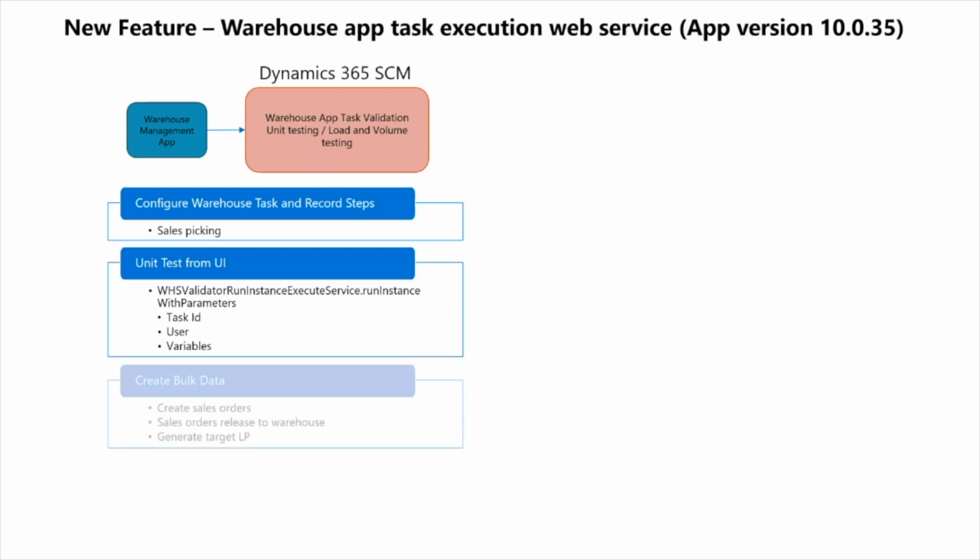Next, in order to perform the load and volume testing, you need to create bulk data for each warehouse process you would like to test. For example, for the sales picking process, you need to create bulk sales orders. You have to release those sales orders to the warehouse, which creates a work order with the pick and put steps. You also need to create a list of target license plates, which can be used in the put steps for picked goods to put into a license plate controlled fulfillment location.